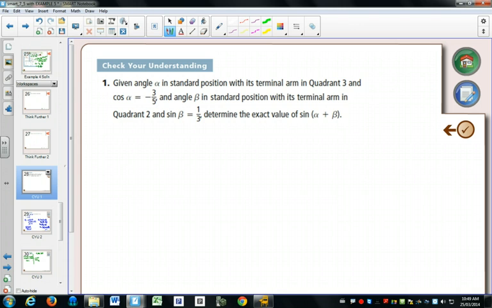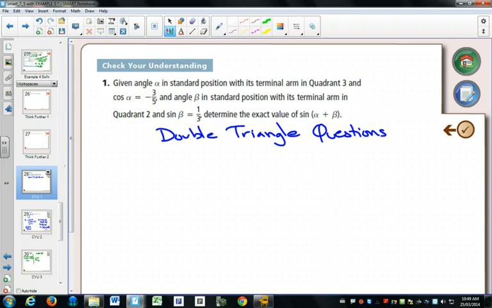I give a name to these kind of questions. I call them double triangle questions, because like we've seen before with a lot of questions involving quadrants and sine and cos, we can find them by drawing a triangle in that quadrant, and then we get a lot more information from that. This question tells you one angle in one quadrant and another angle in another quadrant. So if we draw a triangle for alpha and we draw a triangle for beta, we're going to be able to figure out everything that we can.